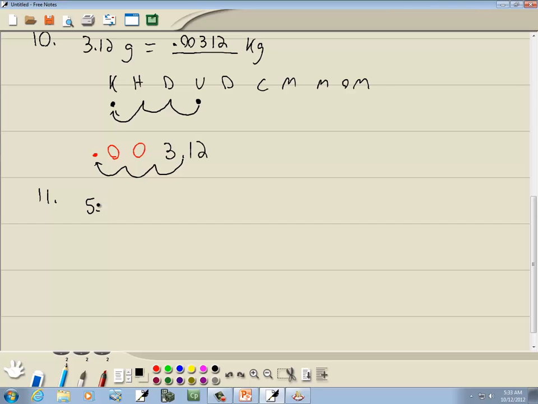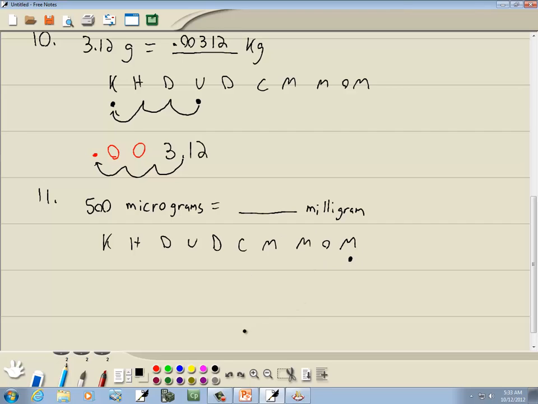So we got 500 micrograms equals blank milligrams. Okay. King Henry doesn't usually drink chocolate milk, Mom. Now micrograms is clear over here. And we want to go milligrams, which is right here. So we're going to go 1, 2, 3 places to the left.